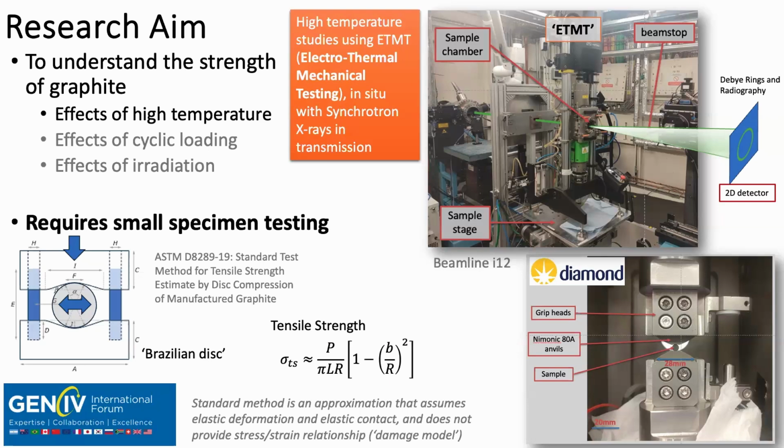We're doing the tests at the Diamond Light Source, where essentially we have an ETMT, electrothermal mechanical testing device, which passes a large current through the sample to heat it up. We can do diffraction in transmission. We can also do radiography and study the sample in situ.